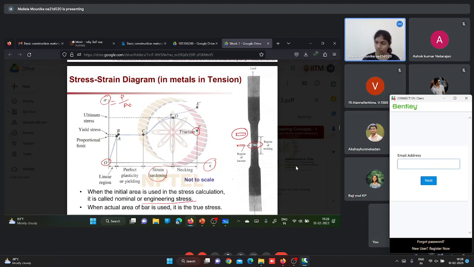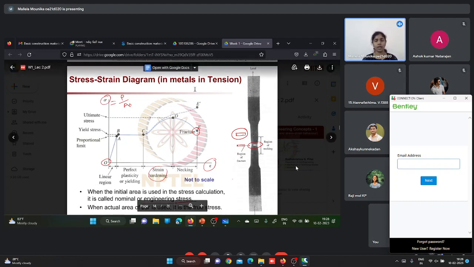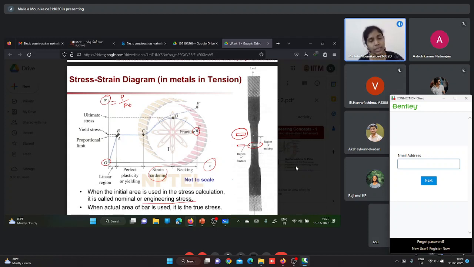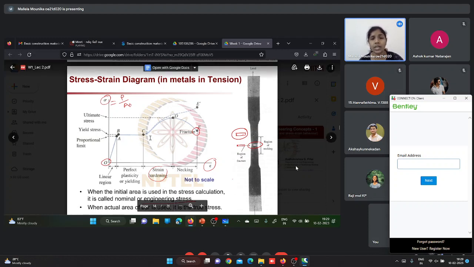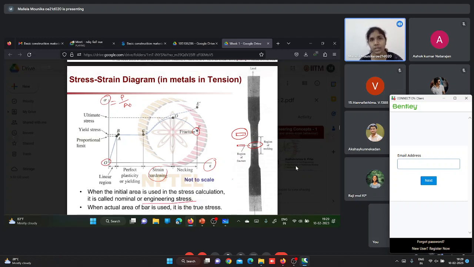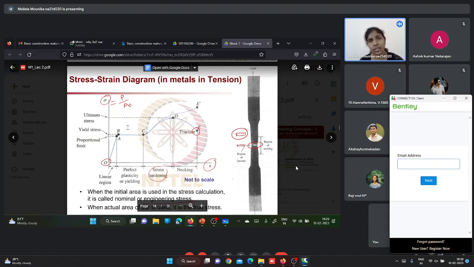Structural steel is a ductile material, whereas concrete is not a ductile material. Concrete is a brittle material, so it will not have this strain hardening region. After the plastic region, it will reach the ultimate value. So it will not have the strain hardening or necking region.